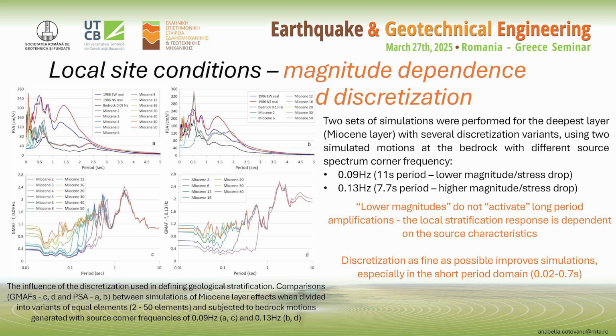Here we have two sets of simulations performed for the deepest layer, the Miocene layer, with several discretizations. You can see there from 2 meter elements to 50 meter elements. The simulations were made using two types of bedrock motions with different source spectrum corner frequencies, 0.09 Hertz, simplified being lower magnitudes, and 0.13 Hertz, simplified being higher magnitudes. It's very simplified, this part.